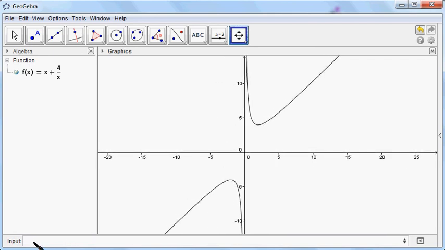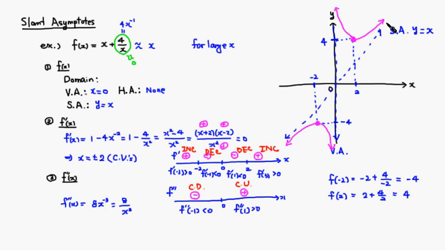If you want to see the slant asymptote, which is y equals x, it goes right here. So you can see that the graph is getting closer to the slant asymptote as x approaches positive infinity, and as x approaches negative infinity. So if you look at this picture, we did a pretty good job. That's it. I hope that this was clear.